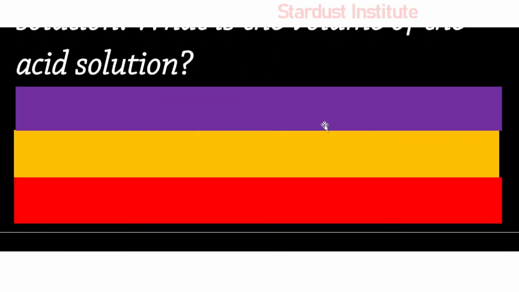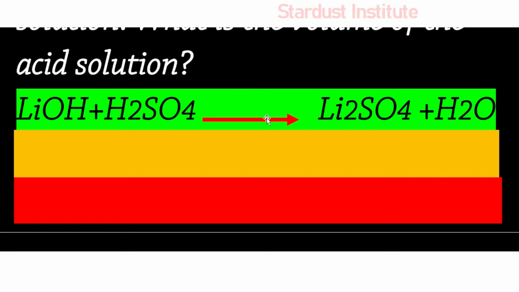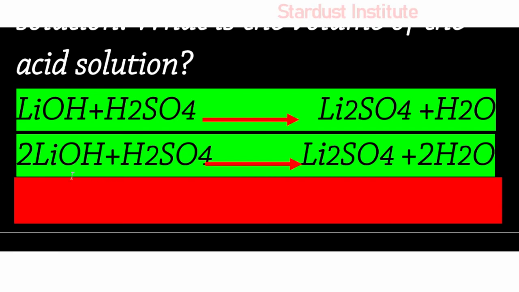This is the chemical equation. Lithium hydroxide plus H2SO4, we get lithium sulfate plus H2O. This chemical equation is not balanced. First of all, we need to balance this chemical equation. Let's balance it. On the left hand side, 2 lithium hydroxide plus H2SO4. On the right hand side, lithium sulfate plus 2H2O.